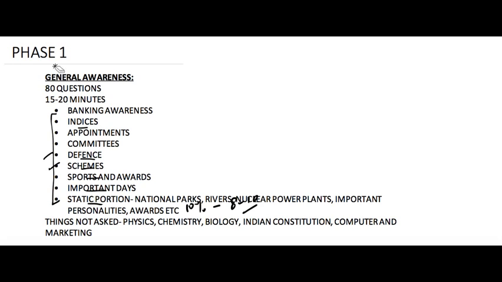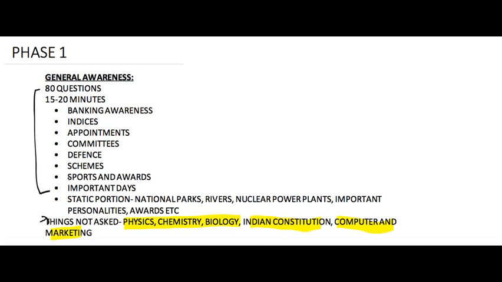Things not asked in the examination in general awareness in RBI, very important. Normally, it has been seen that questions related to science, physics, chemistry, biology are not asked in the examination. Similarly, polity and Indian constitution is not covered, and as asked in IBPS and other exams, computer and marketing is not at all asked in this examination. So, you can leave out these areas and focus on the above mentioned areas.